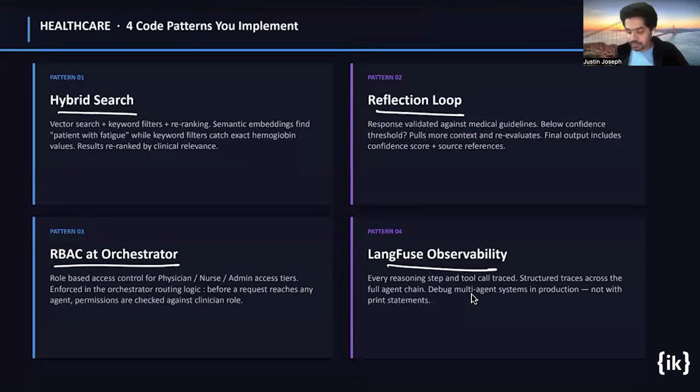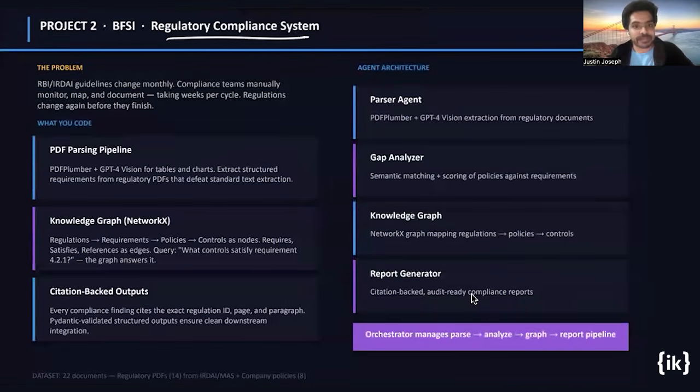Moving on to project number 2, the BFSI Regulatory Compliance system. You will build a parser agent that takes regulatory PDFs and converts them into structured requirements using PDF Plumber and GPT-4 Vision. A gap analyzer does semantic matching between those requirements and internal policies, scoring each one. Everything is fed into a knowledge graph, which you will build using NetworkX. The regulations map to requirements, which map to policies, which map to controls. For example, ask what controls safety requirement 4.2.1, and the graph is going to answer it.